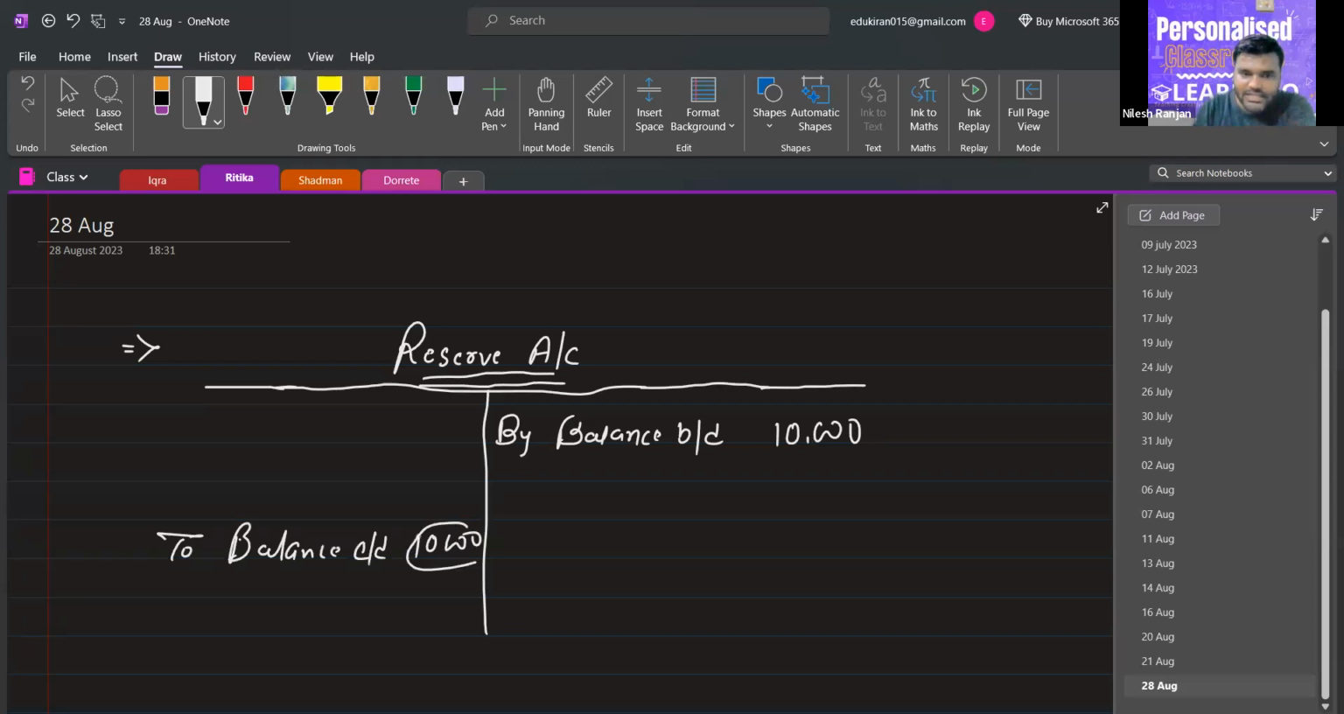So it is a balance, which means the account is still open. Now in next year, you have to write this again here. So this is not closed. For closing an account, you have to transfer the balance to some other account, not in this account. You cannot show the balance at the last. It means the account is still open.